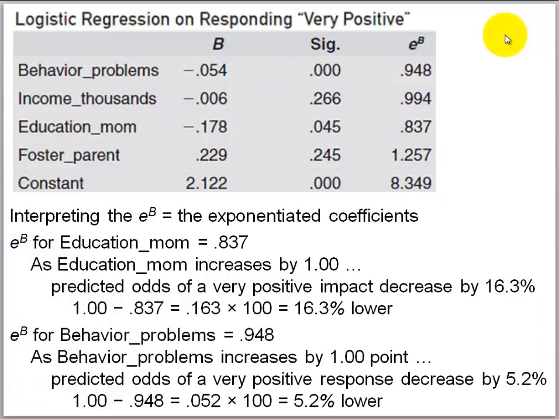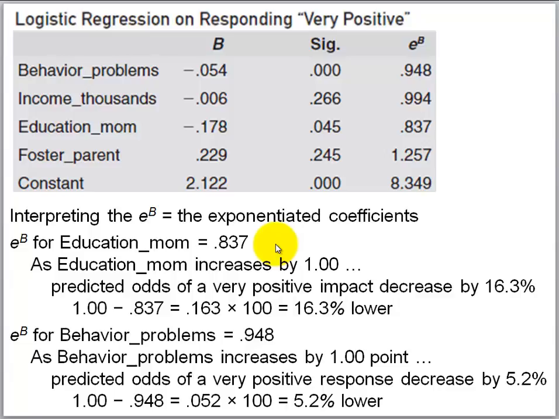Here are our logistic regression results. So let's go ahead and interpret the EB coefficients, that is the exponentiated coefficients. These are the coefficients presented in the second equation. So the coefficient for education mom is 0.837. Now recall from the prior video, mom's education was measured on a 5-point scale, where 0 conveyed less than high school, all the way up to 4, which conveyed graduate school.